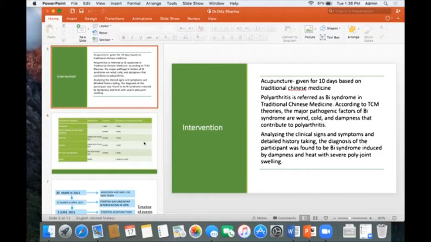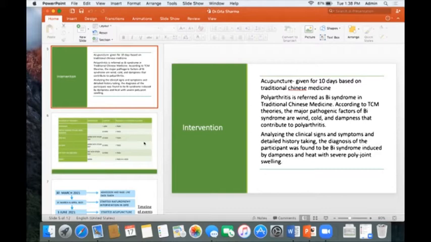So after 5 weeks, our hospital was open again. The patient came again, and we started with acupuncture. Basically, the protocol we had planned was first naturopathy treatments, and then we would include acupuncture.